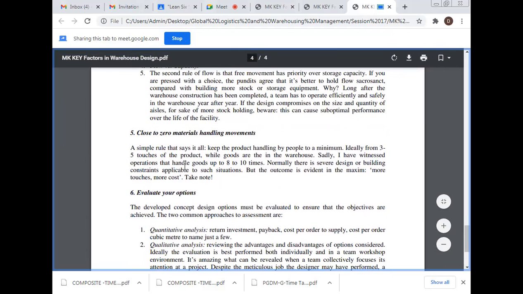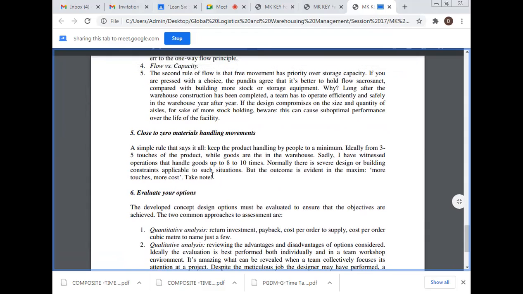Close to zero material handling movement. A simple rule that says it all: keep the product handling by the people to a minimum. This is important for the warehouse design. Ideally there are 3 to 5 touches of the product while goods are in the warehouse. I have witnessed operations that handle goods up to 8 to 10 times. Normally there is a safety, design or building constraint applicable to such situations, but the outcome is evident: the more touches, the more cost.